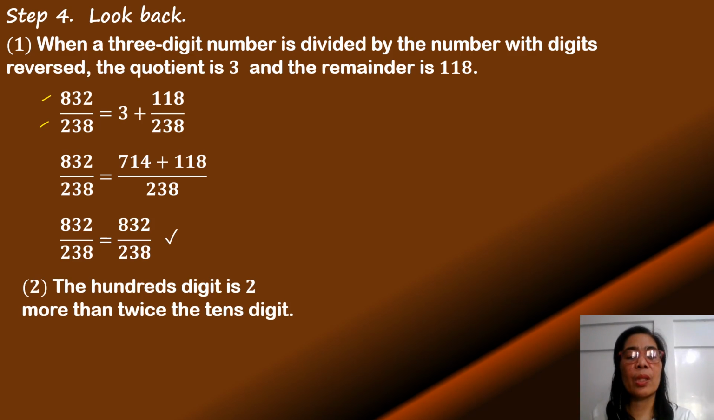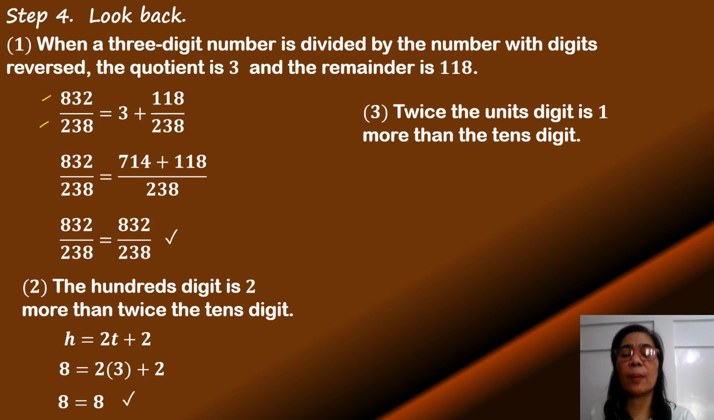The second condition is that the hundreds digit is 2 more than twice the tens digit. And so the hundreds digit is 8. We try to check if that is equal to 2 times the tens digit, which is 3, plus 2. So we arrive at an identity again. That means the second condition is satisfied. And the last condition is that twice the units digit is 1 more than the tens digit. So we have twice the units digit, which is 2, is equal to 3 plus 1. We arrive at 4 is equal to 4. That means the third condition is also satisfied.